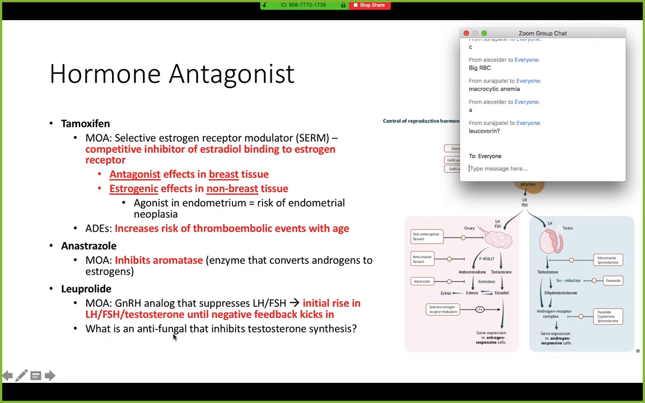So what is an antifungal that inhibits testosterone synthesis? Right, ketoconazole. So that's something that gets asked about a lot, just because it is an antifungal. So it's kind of unusual.